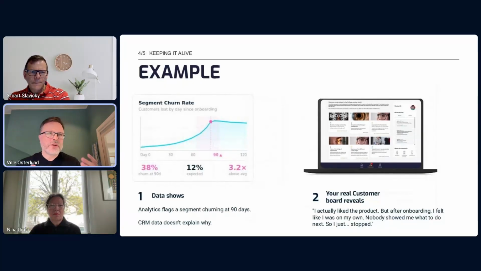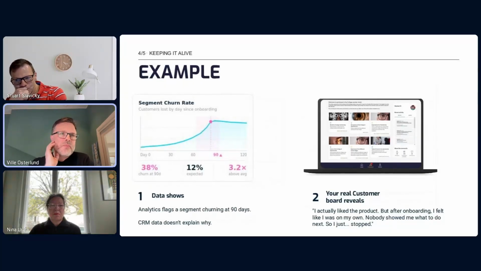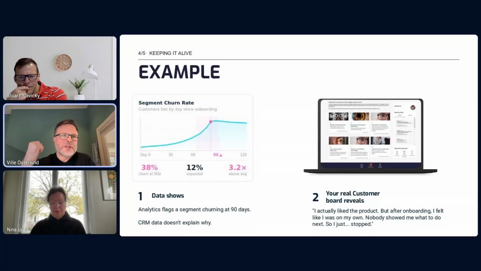So imagine that you're working on your churn, and your analytics flags a problem with the 90-day churn. It's peaking within a certain segment, 3 times above the average, whatever. And when you look at the CRM data, obviously it doesn't explain why, because of the before discussed reasons. So the default assumption is that, hey, maybe they didn't see value, so your team might send out a discount, or a "we miss you" email, but nothing really moves.